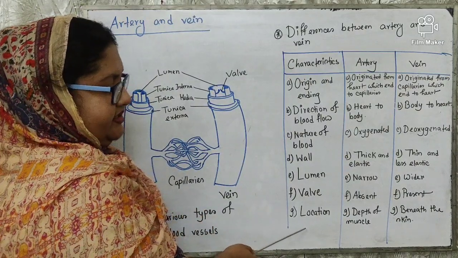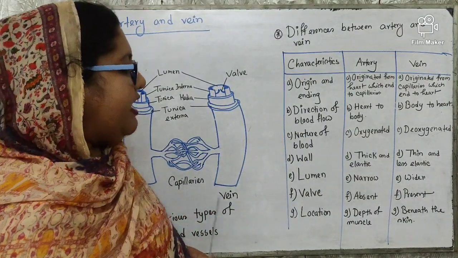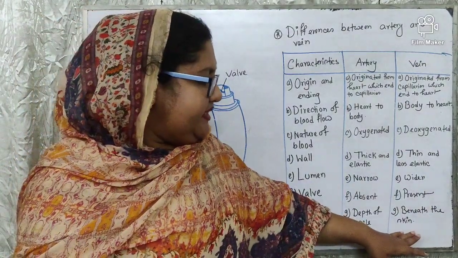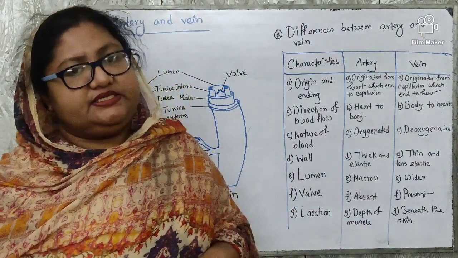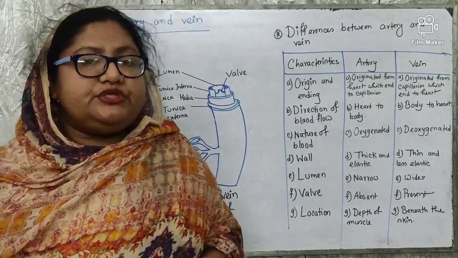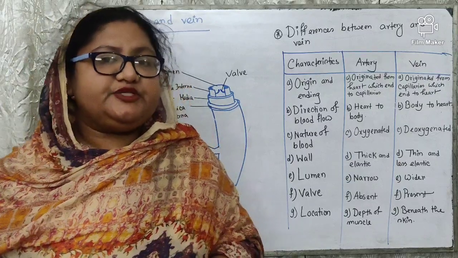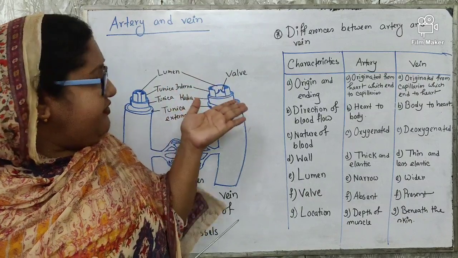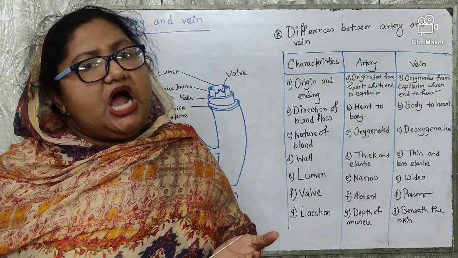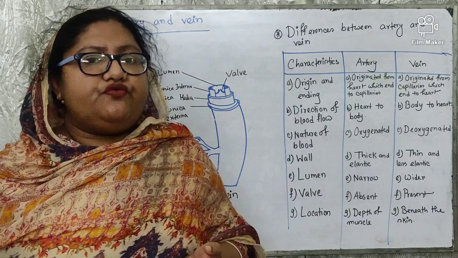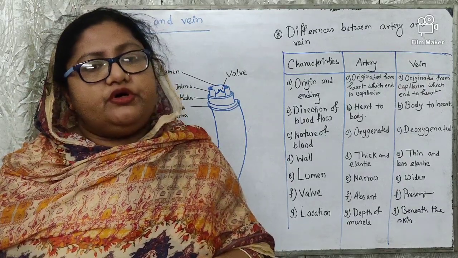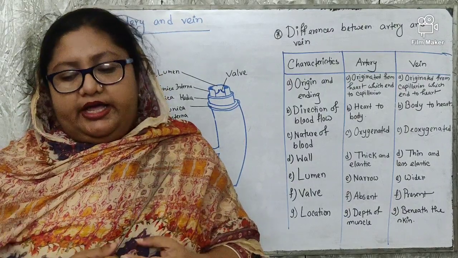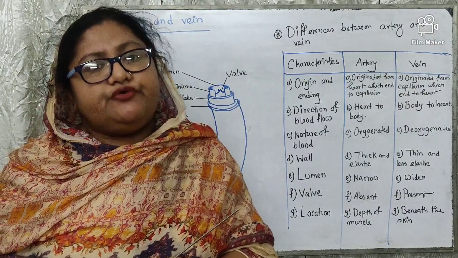Now location. Artery is generally found at depth within the muscle, and in case of vein, these are generally found just beneath the skin. So from today's lesson, you can easily explain the difference between artery and veins, the characteristics of artery, the characteristics of veins. Moreover, you can also explain the blood group and what is blood, the components of blood.